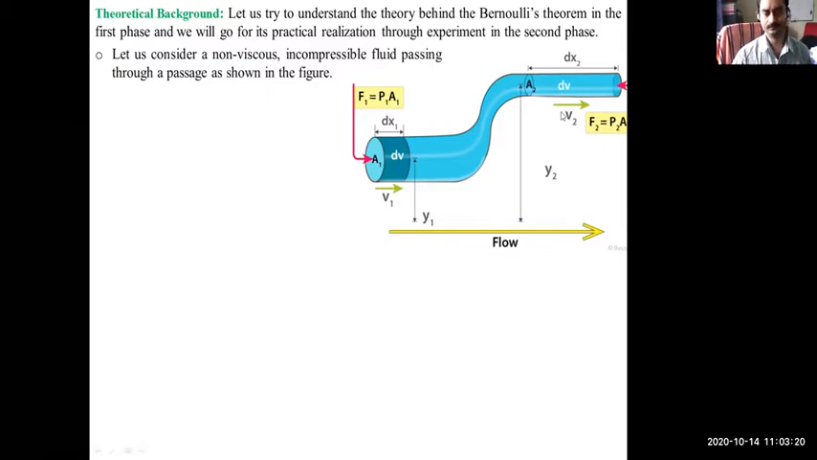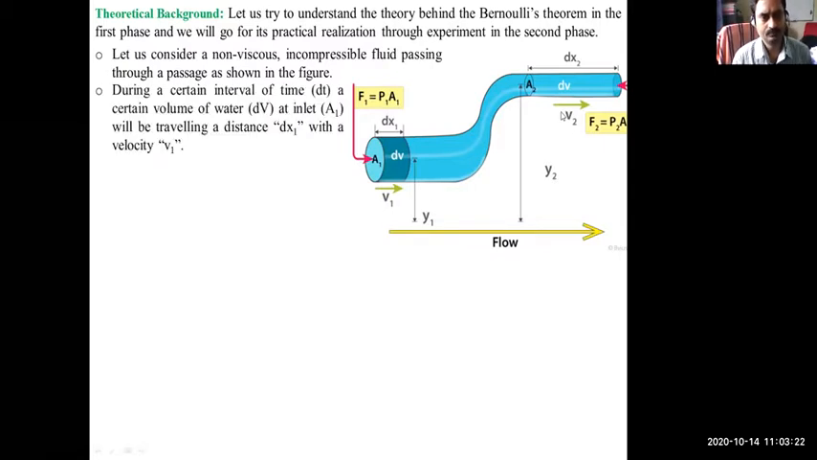Next point: during a certain time interval dt, a certain volume of water dV at inlet A1 will be traveling through a distance dx1 with a velocity v1. For a time interval dt, a specific volume of water dV will be traveling with velocity v1 through a distance dx1 at inlet A1.